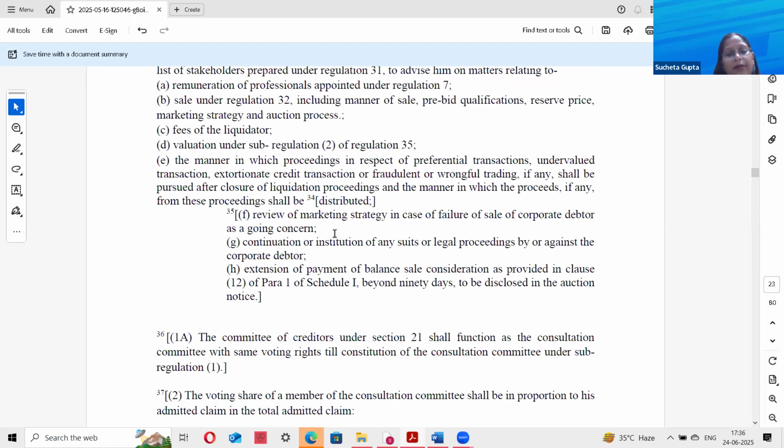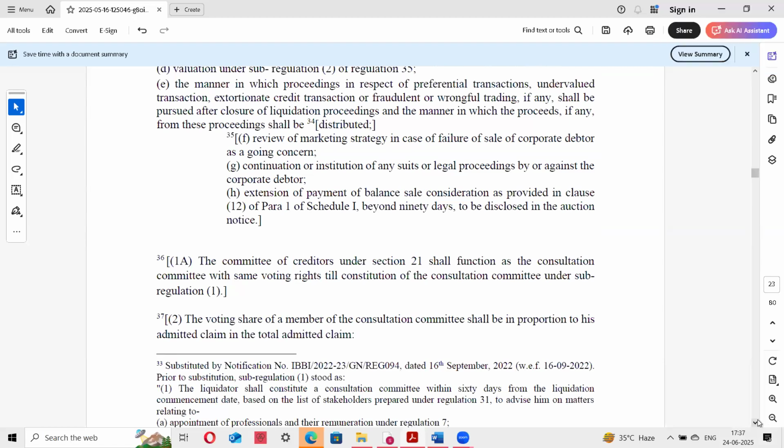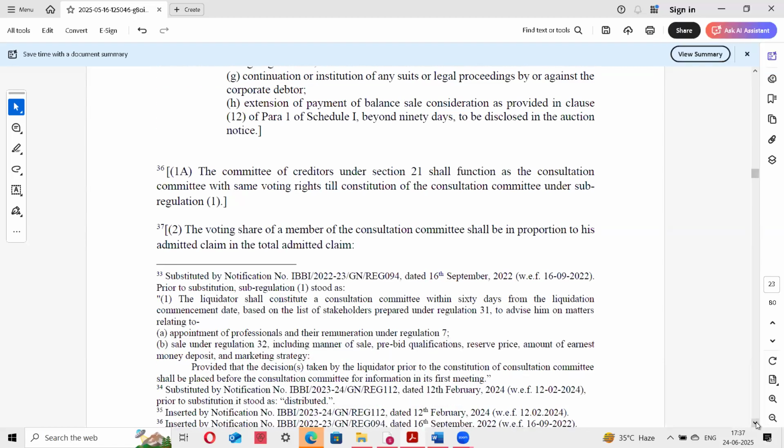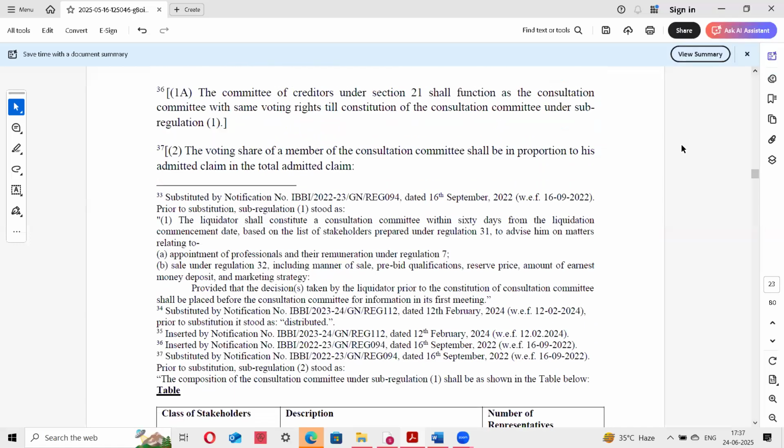So advice is required. The committee of creditors under section 21 shall function as the consultation committee with the same voting right till constitution of the consultation committee under sub-regulation 1. Now, the voting shares of the members of the consultation committee shall be in proportion to their admitted claim in the total admitted claim. The problem is there. Problem with this, yes. Yes, sir, 31A2. So what is the problem, sir?